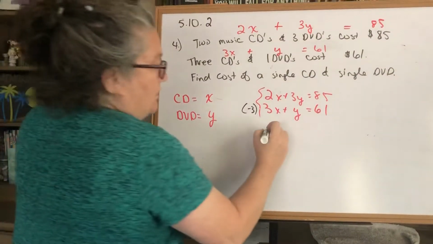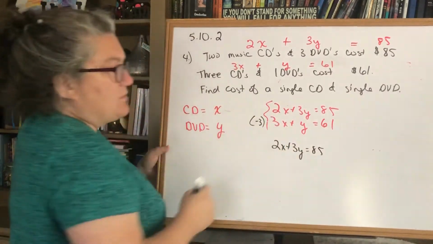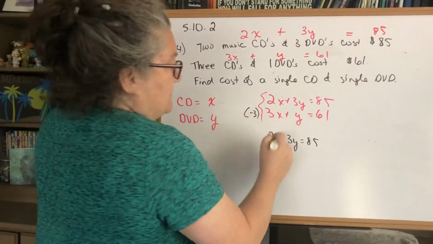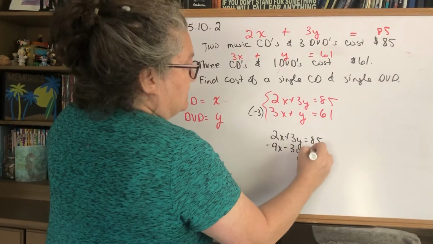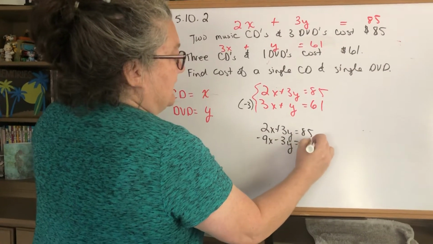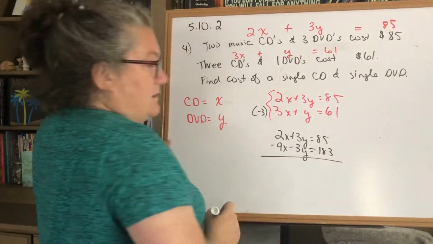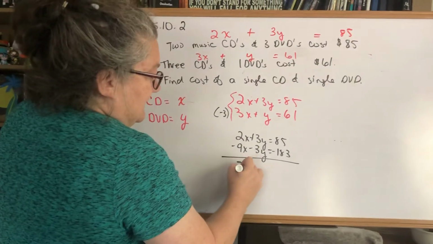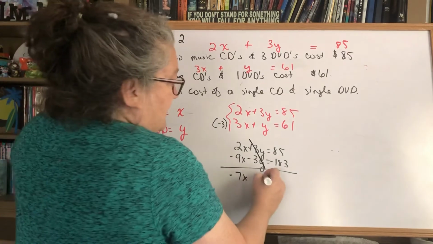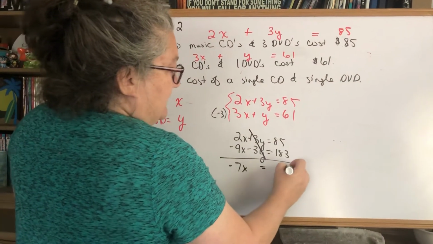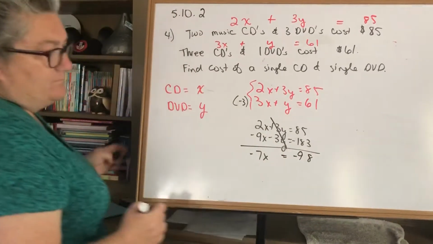So we have 2X plus 3Y equals 85. I just rewrote down that first equation. And I'm going to multiply here, -9X minus 3Y equals a -183. 3 times 1 is 3, 3 times 6 is 18. Yep. I add the 2 together. I get -7X. These go away. That's what we want. We want one of the variables to go away. Equals 5 from 13 would be 8. 8 from 17 would be 9, -98.